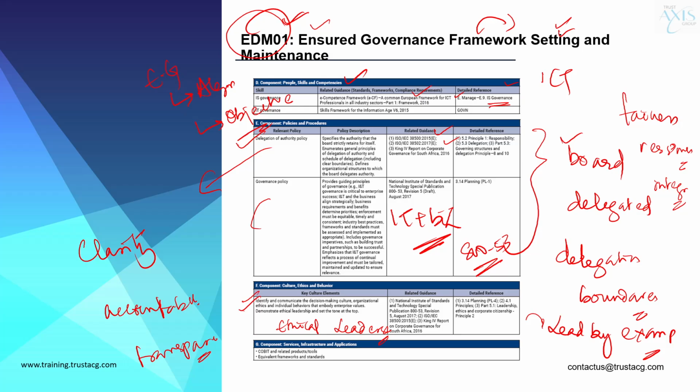Now, this was all about your governance objective number one, which is EDM01, which deals with ensured governance framework setting and maintenance, right? So, that was all about it.